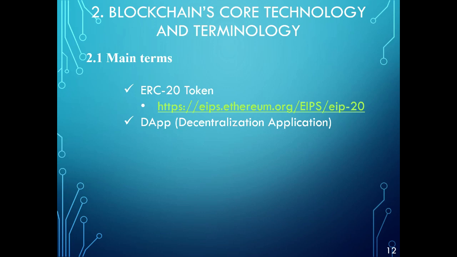DApp is an abbreviation of decentralized application. A DApp executes a smart contract while operating continuously without a specific administrator. For this reason, it is also called an autonomous distributed application.